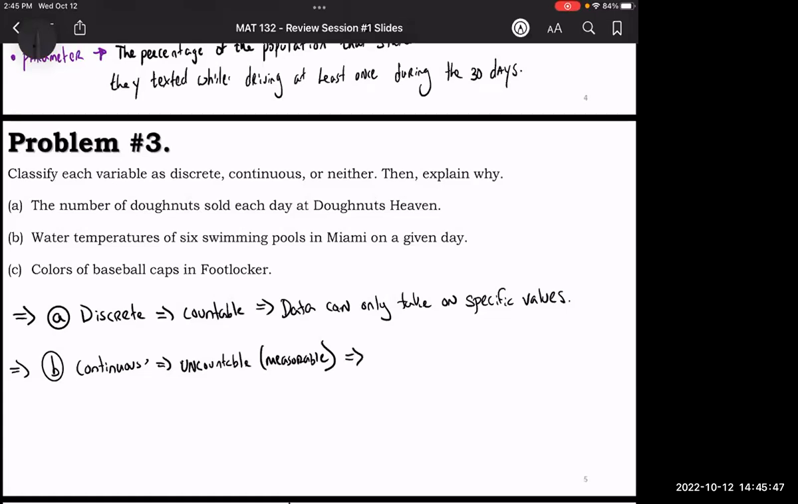And a continuous data set, yes, you have an infinite number of data values. Another way of phrasing it is saying that data can take on any values, right? Discrete is only specific values. Continuous, data can take on any value in an interval. All right, very good.